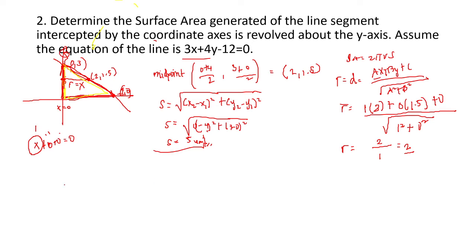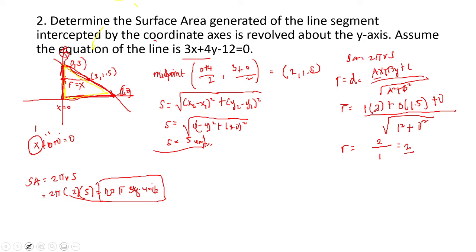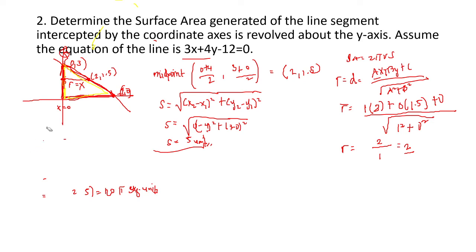Now we can find the surface area as 2 pi rs. So that's 2 pi times 2 times s is 5. So therefore, that's 10 times 2. It's 20 pi square units. Okay, now let's use the Pappus theorem method to solve for this kind of problem. So our answer should still be 20 pi square units.